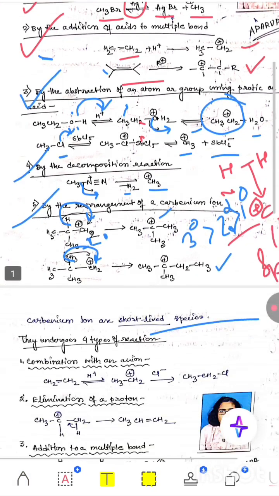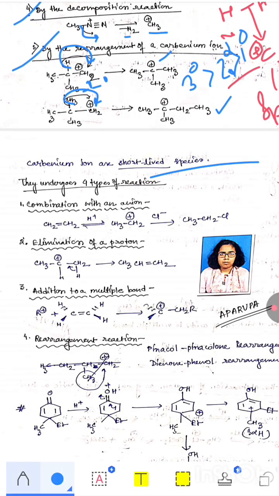Okay. And always remember there is a migratory aptitude: hydrogen migrates more, then phenyl, then alkyl group, that is 3 degree alkyl, then 2 degree and then 1 degree alkyl. These are alkyl.